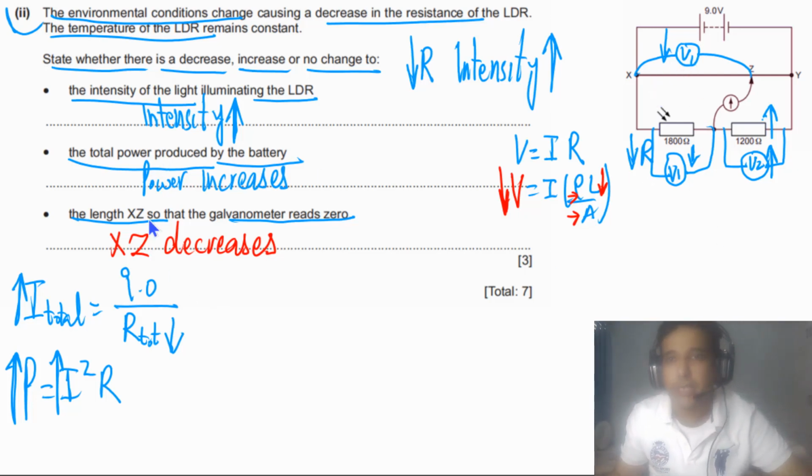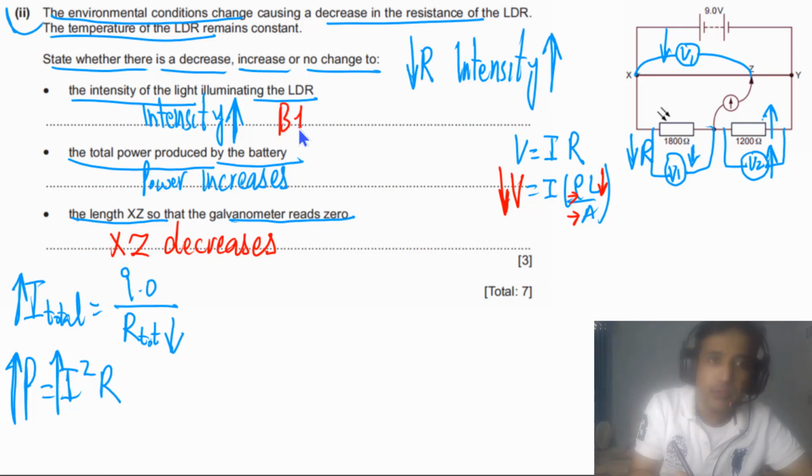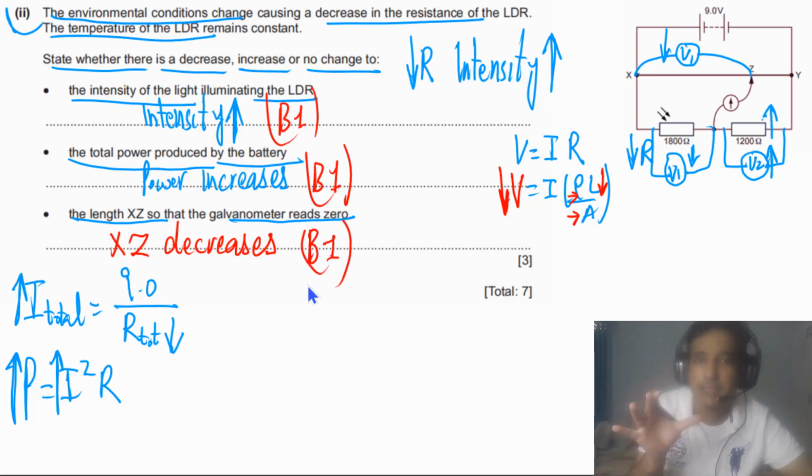So this is how we can answer these questions. And this question has 3 marks. If you have done the first one, you have written intensity increases, you will get 1 B mark. If you have written power increases, you will get another B mark. And you will get another B mark if you have written XC decreases, because PD across XC decreases.